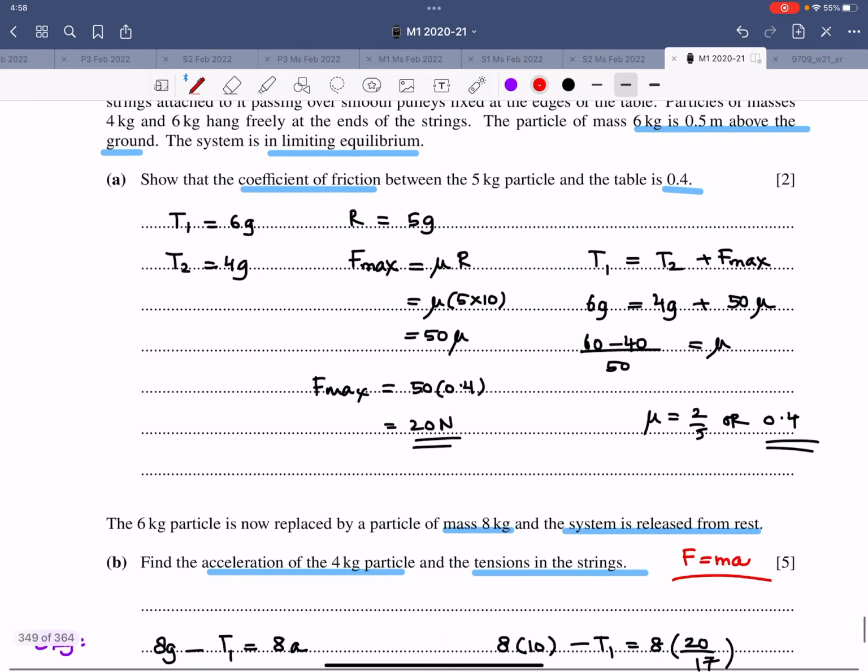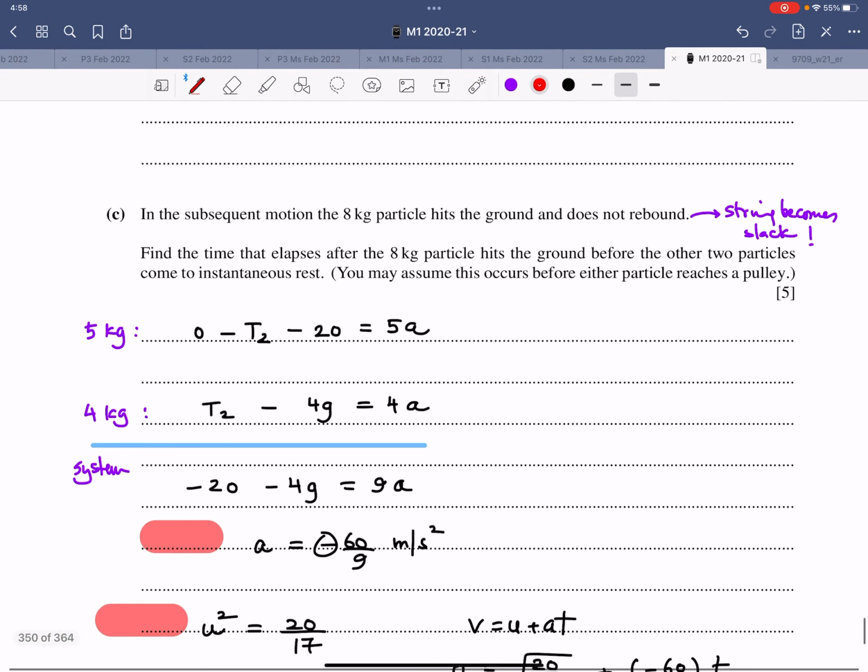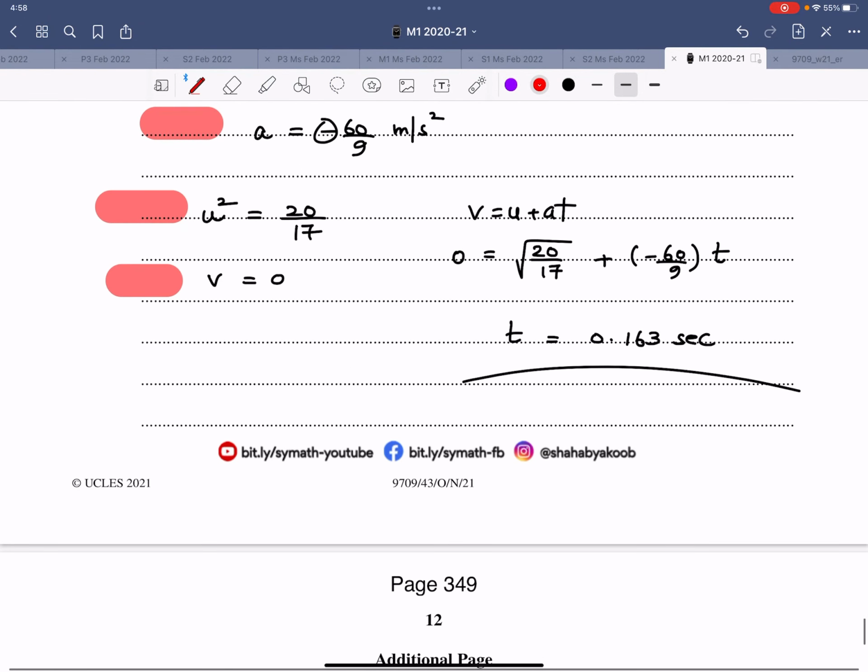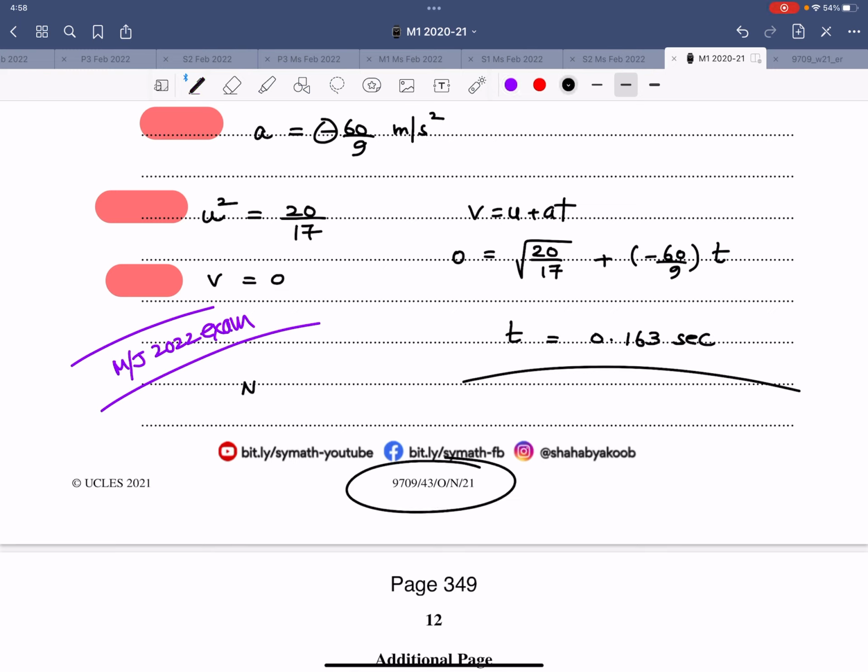So now that completes this paper and this whole series for the preparation of May-June 2022 exam. And good luck with your exam, and just go through the papers, just focus on 2021 papers. This was November 2021 and this is variant 43, and do watch the November 2021 variant 42 as well as the March 22 paper. Take care.